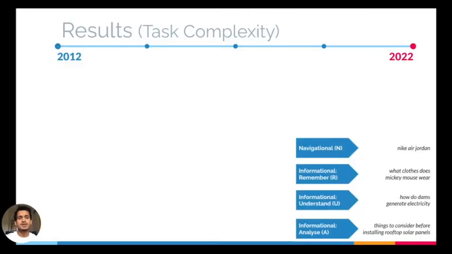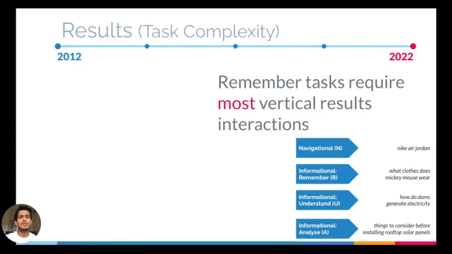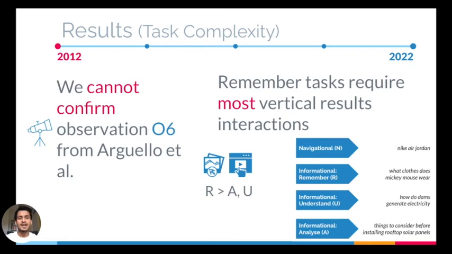On the other hand, we saw that remembered tasks require the most vertical result interaction, although being simpler than understand and analyze. Users clicked significantly more images and videos for remembered tasks as compared to analyze and understand tasks. As a result, we cannot confirm one of the observations from Arguello et al., who did not find an effect of task complexity on vertical results display.